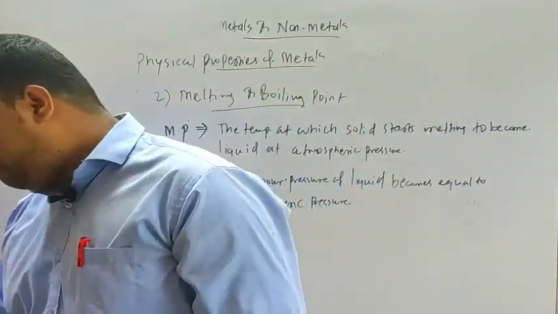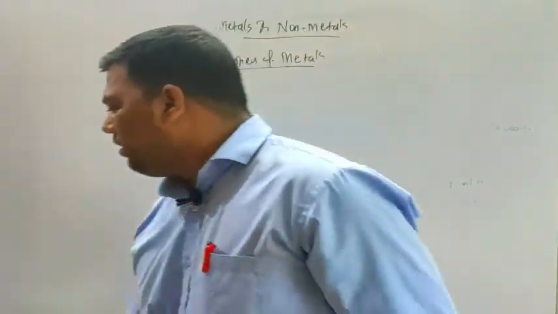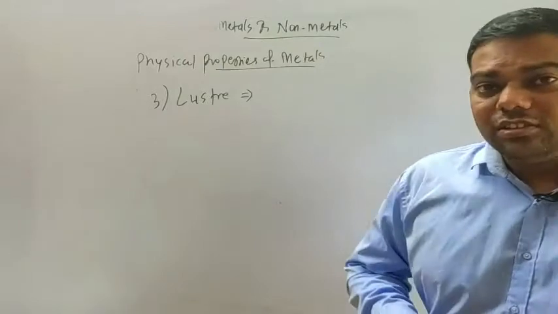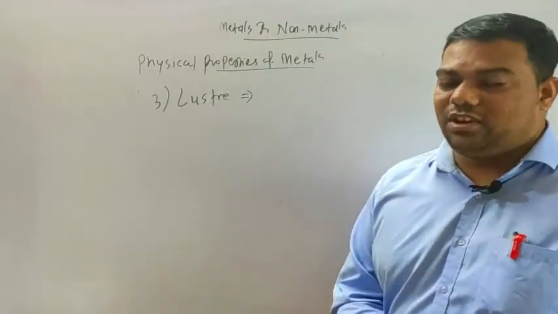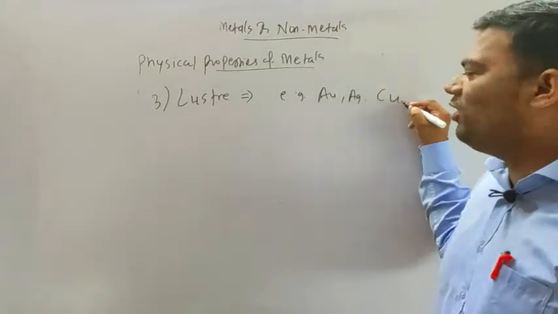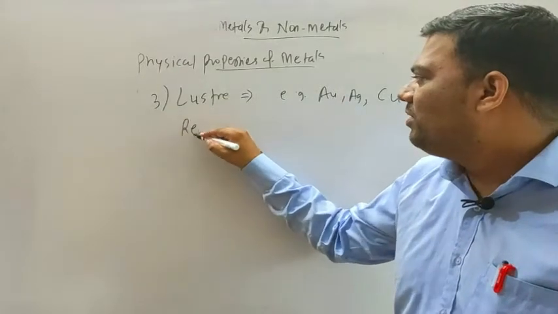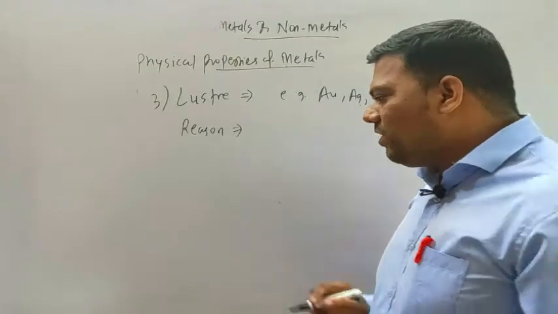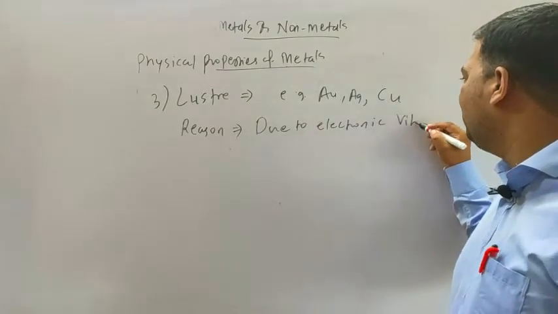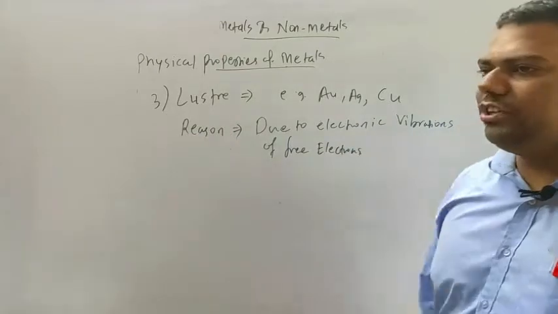Our next property, the third property, is luster. Some metals have shiny and reflecting surfaces. Examples are gold and silver, and sometimes copper also. If you observe, they have shining and reflecting surfaces. The reason behind it is the electronic vibrations of free electrons. It is an important reason here.